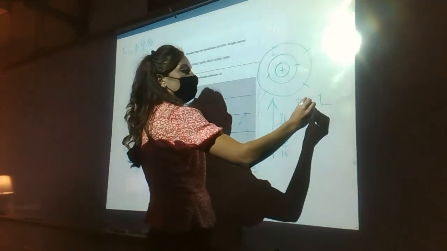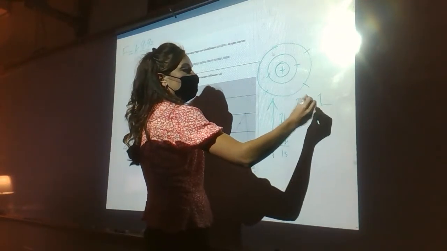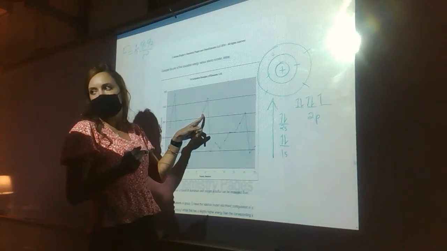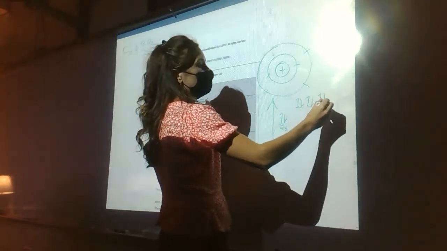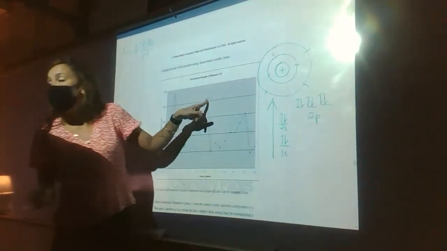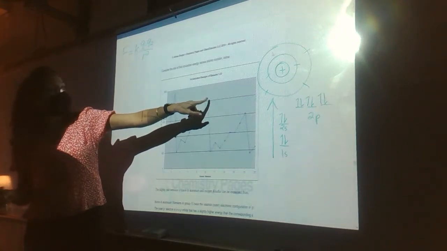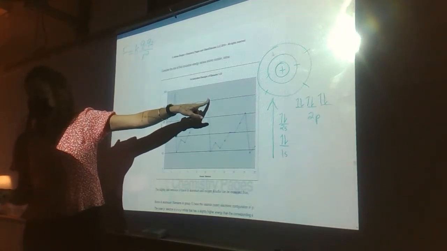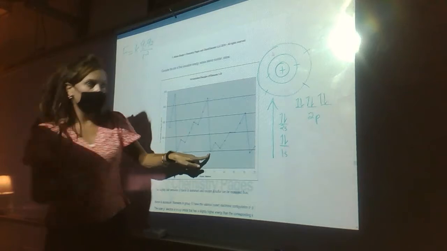And then I add another proton and an electron. I add another proton. Now I'm at neon. It's a noble gas. It has a high ionization energy. And then I plummet again.